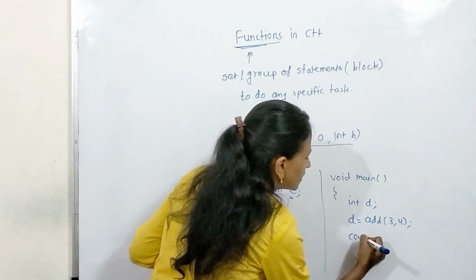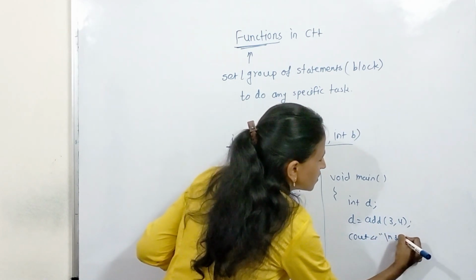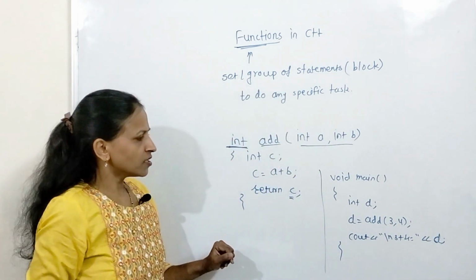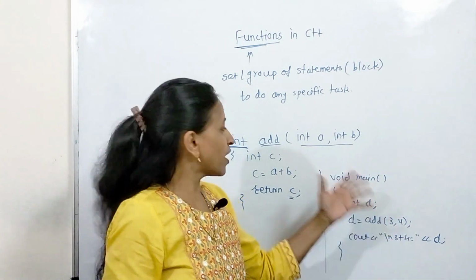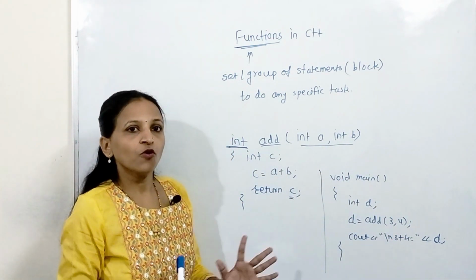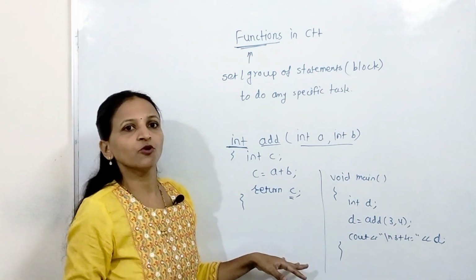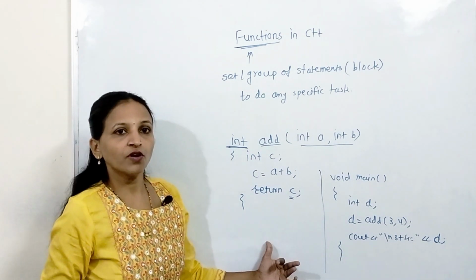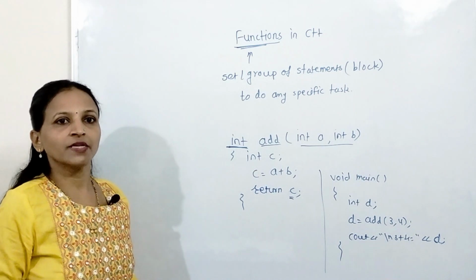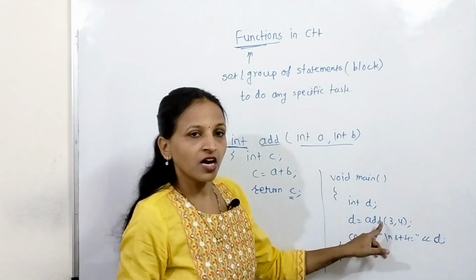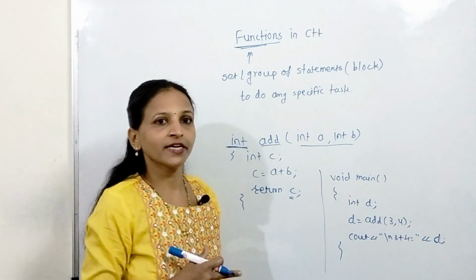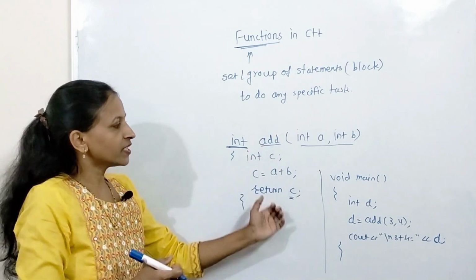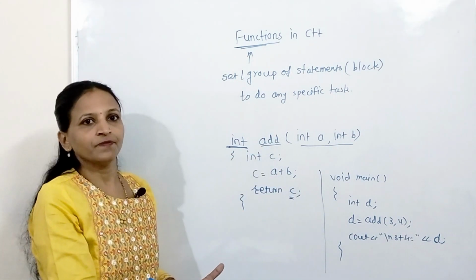How? Using cout. Here we can write like this: cout 3 plus 4 equal to, and here d. Now you may think that here we can easily write 3 plus 4, then why write this function? Actually, if you want to do this task repeatedly, multiple times, and at any place you want to call this addition, then it is allowed. I have called add here, and again after some instructions I want to call that add function, then you can call it. If it is a very big task, then this function concept will be more helpful.